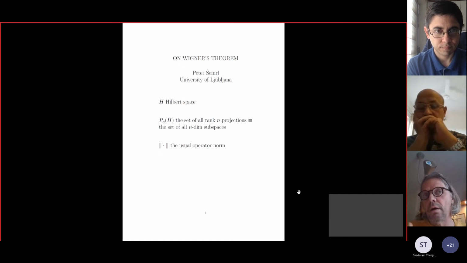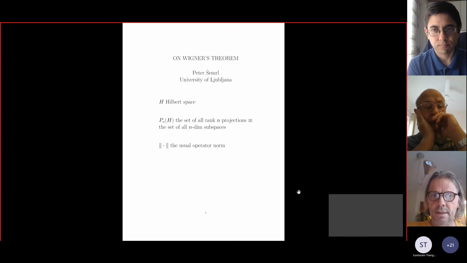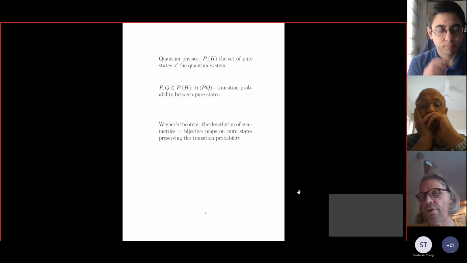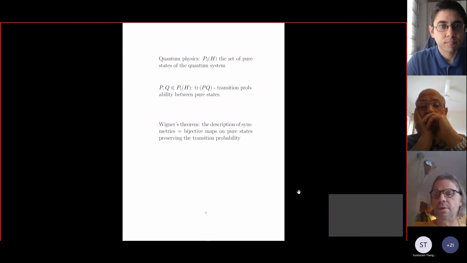How do we introduce the distance into this Grassmann space? Simply because we can identify these subspaces with corresponding projections. Projections are bounded linear operators, we have the usual operator norm, and then we can measure the distance. That's just the usual way. Now, in quantum physics, projections of rank 1 represent pure states of a quantum system. If you have two projections of rank 1, then you can calculate the trace of the product, and that's the transition probability between those two pure states.